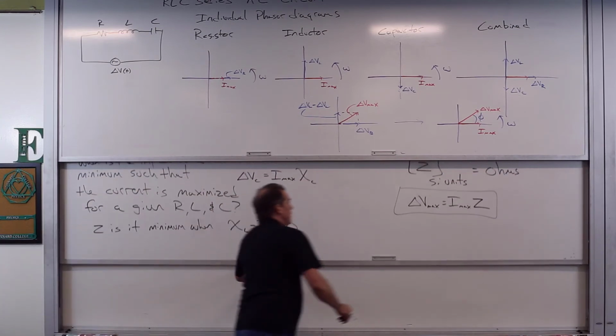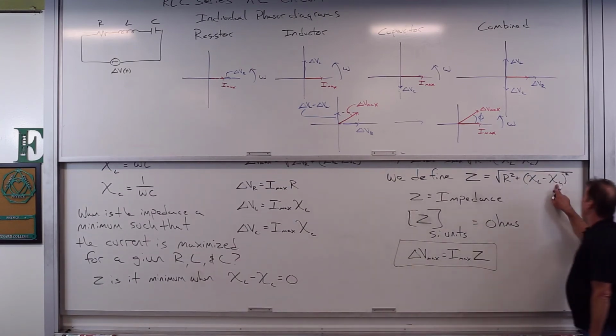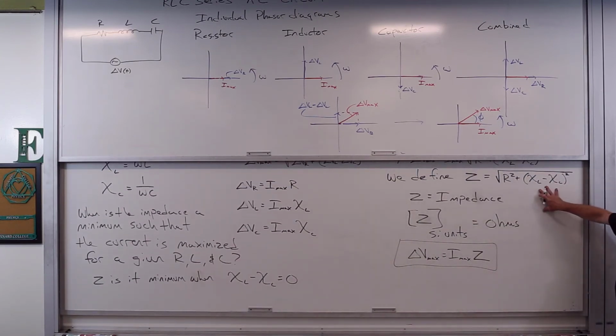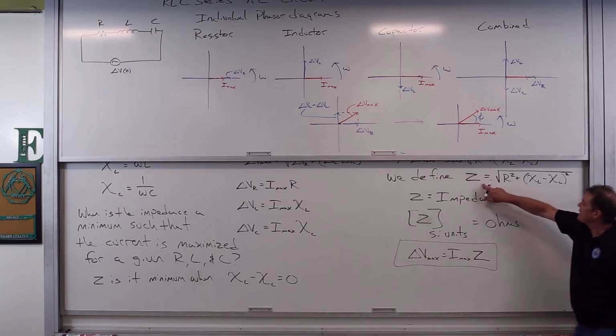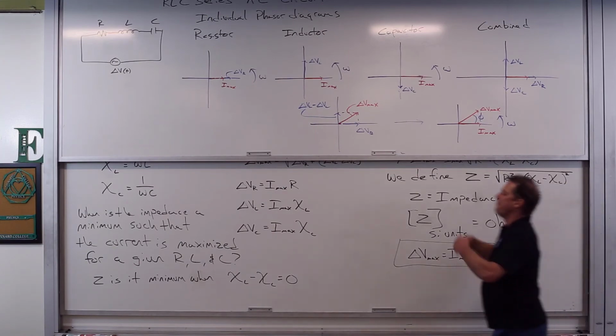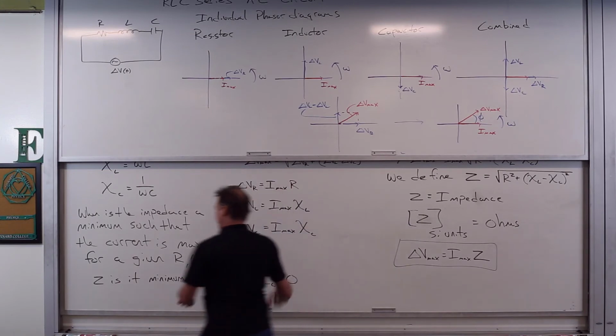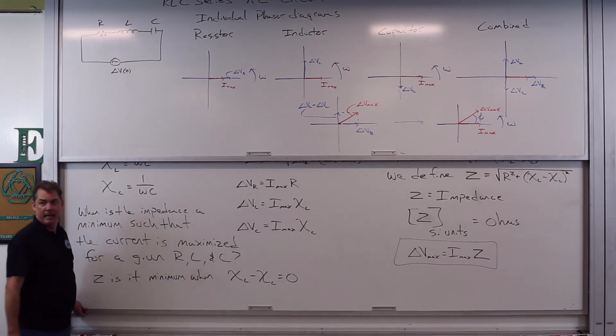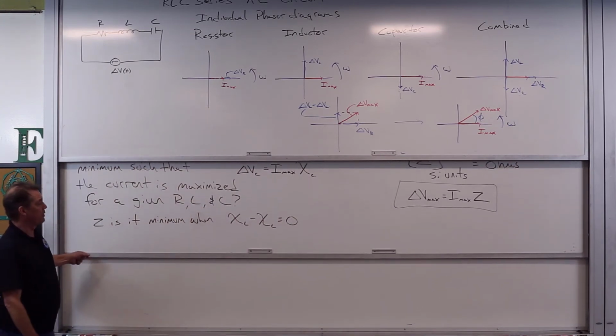That's it. If chi L minus chi C is non-zero, even if it's negative, doesn't matter. If it's non-zero, you'll have that Z is going to be greater than just R. But we can still have an inductor and a capacitor and a resistor in the circuit and get it so chi L minus chi C is equal to 0. And for that, we will get the maximum current because we will have minimized the impedance of the circuit.